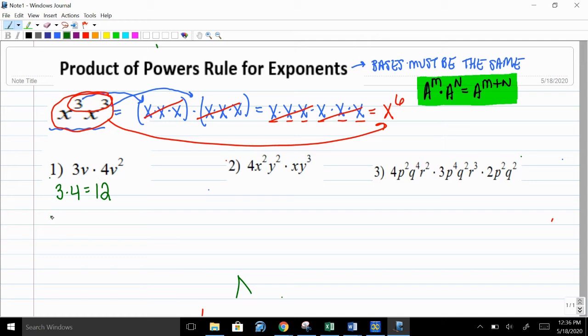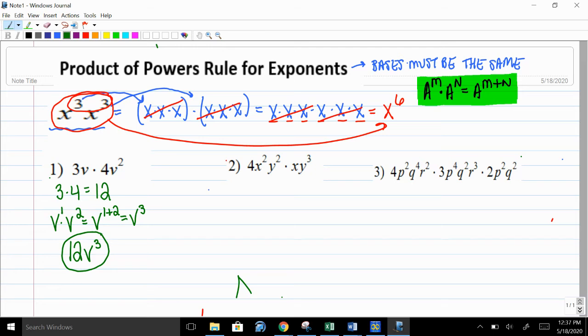And then you have the v times the v squared. If there is no exponent, that's an invisible 1. So that would be v to the 1 plus 2. The bases are the same, so I can use the rule. I can add the exponents. That's going to be v to the third power. So your final answer is 12v to the third power.